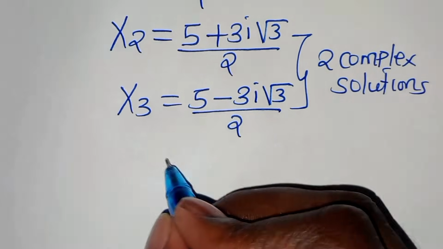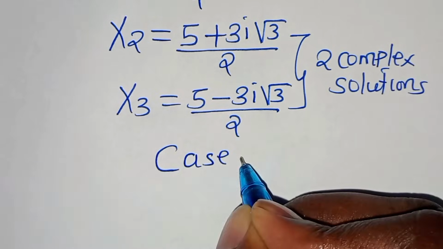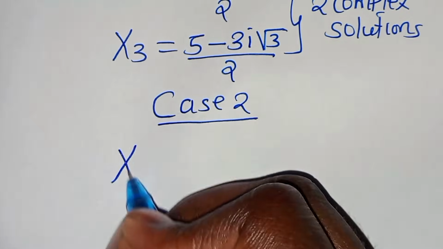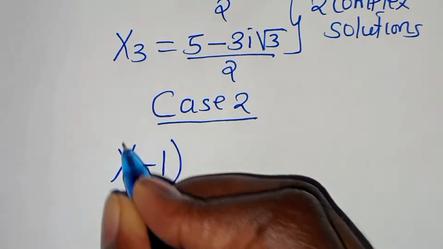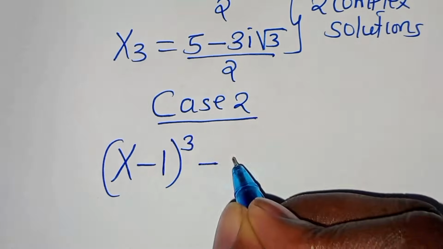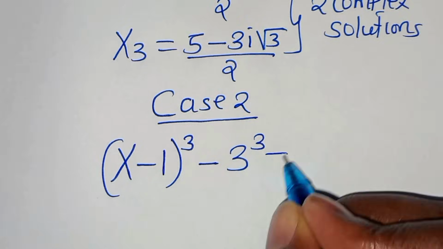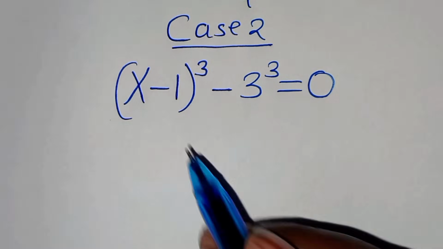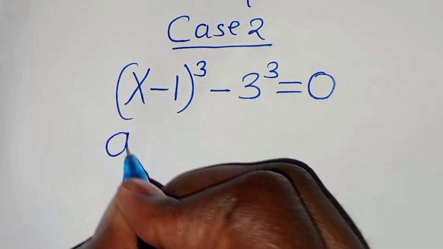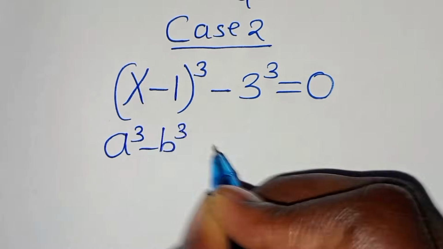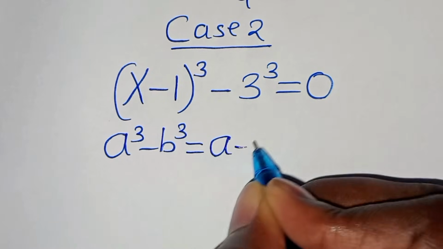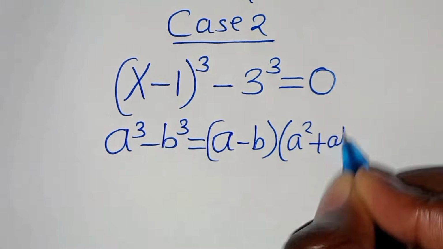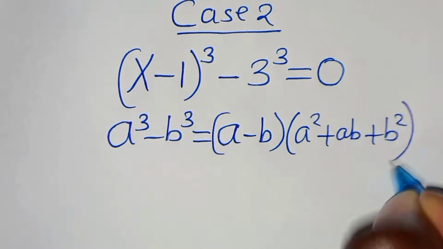Now let's proceed to case 2. Case 2, we have x minus 1 to the power of 3 subtract 3 to the power of 3, equal to 0. This is the difference of two cubes, expressed as a to the power of 3 minus b to the power of 3, which can be expressed as a minus b, a to the power of 2 plus ab plus b to the power of 2.